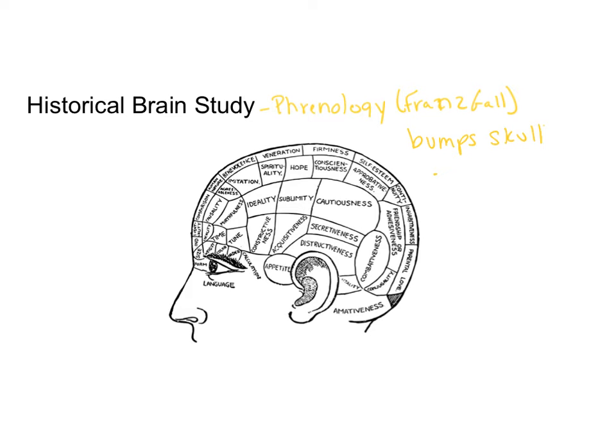And what they said is that these bumps could determine brain size. It could also determine your mental abilities and character traits. So if you were hardworking or dedicated or loyal, it could tell these things as well. This is an image here of what they would look for with phrenology. Obviously not very scientific, right? So that led us to the more scientific and more modern studies of brains.